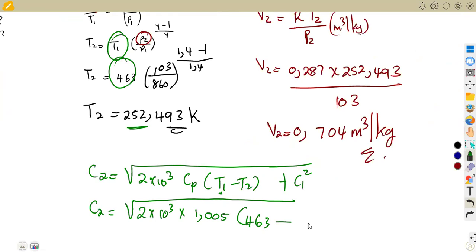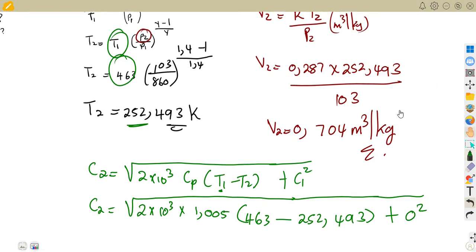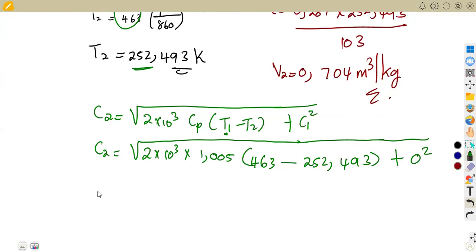That's 252.493, plus C1 squared, which is 0 squared. Remember our C1, that's a 0 there. Unless you are given a value, you use the value that you're given, but in this case it is taken as negligible. So that is going to give us the velocity in meters per second, and that will be 650.476 meters per second. That is the velocity at the exit.